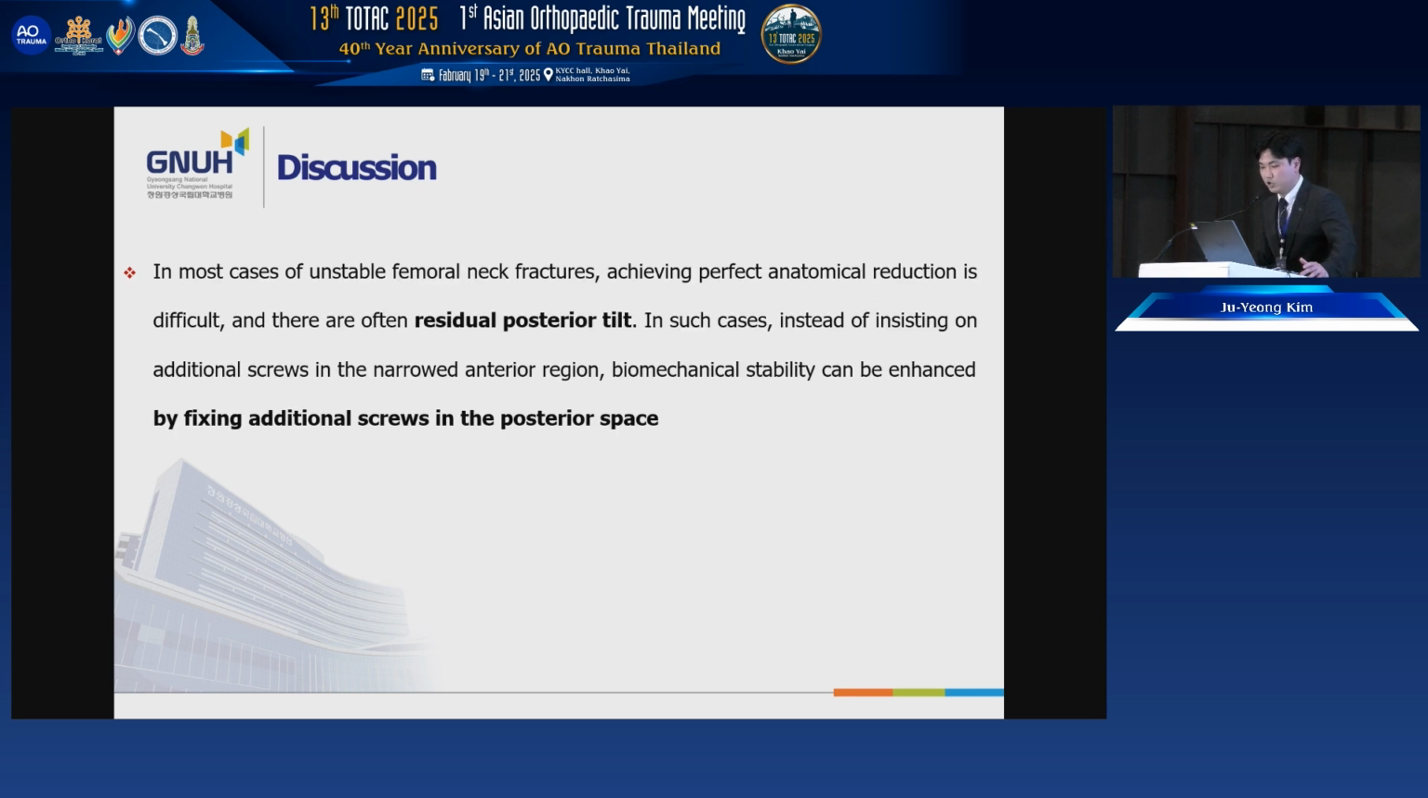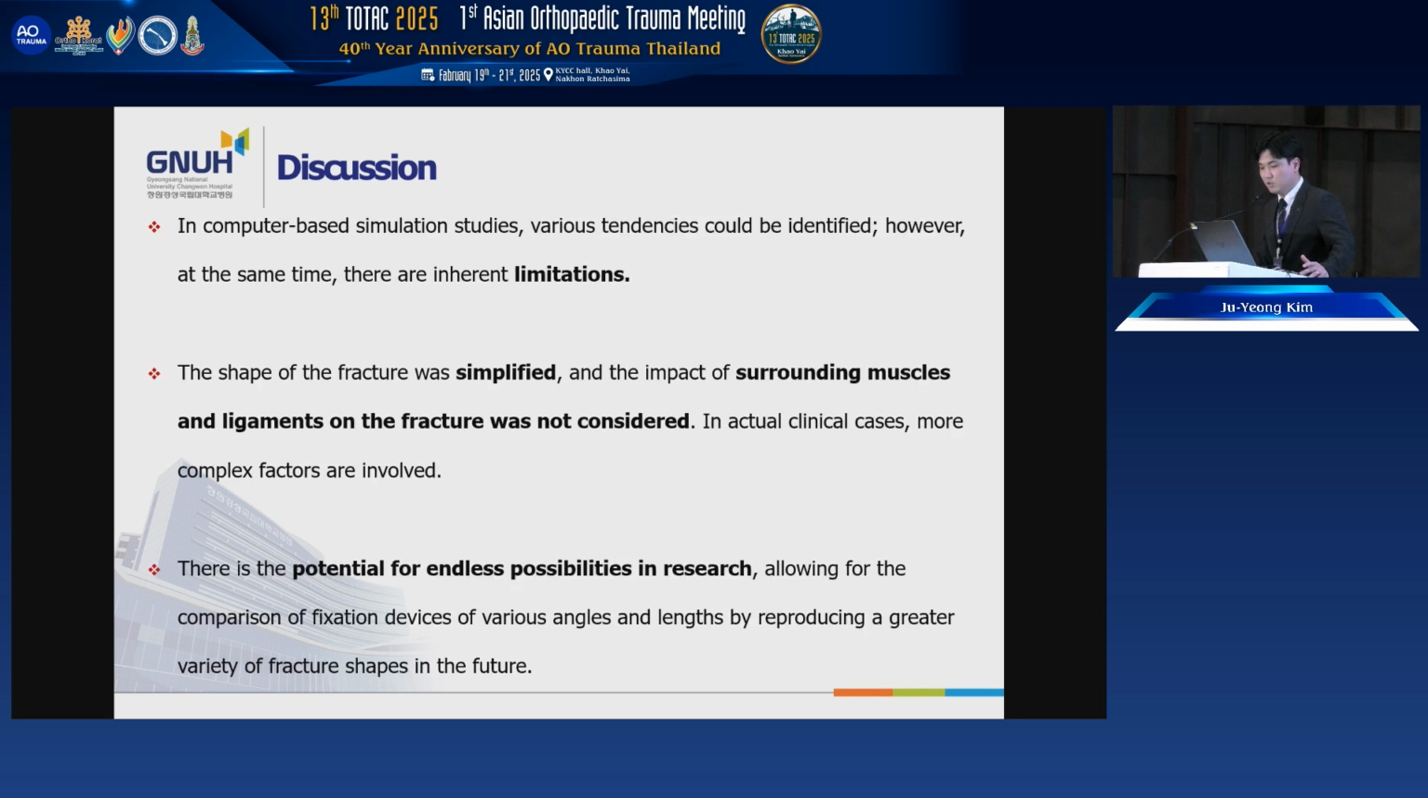However, clinically, achieving a perfect anatomical reduction is often challenging, and residual posterior tilt is commonly present. In such cases, it is important not to insist on the narrow anterosuperior position and to recognize that, depending on the situation, fixation in the posterior superior region may be more advantageous. Simulation studies have a limitation as they simplify the model by excluding various factors such as the surrounding muscles and ligaments. However, with modification in the application, they hold infinite result potential and therefore they should be effectively utilized.